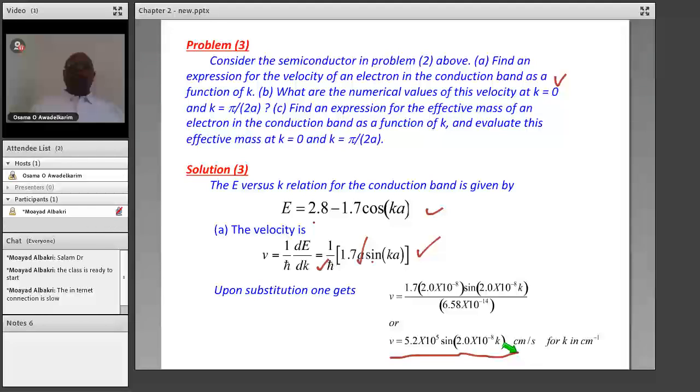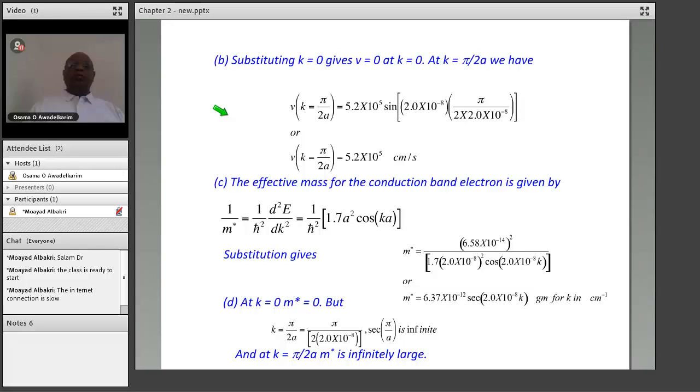centimeters per second. And then the second question, what are the numerical values of this velocity at k equals 0 and k equals pi by 2a? So you just have to substitute k equals 0 and then k equals pi by 2a. Let's do that. If we put k equals 0, then sine 0 is 0 and the velocity is equal to 0. So at k equals 0, the velocity is 0. When we put k equals pi by 2a, then we substitute for k pi by 2a, this is a here, and we get the velocity equals 5.2 times 10 to the 5 centimeters per second.